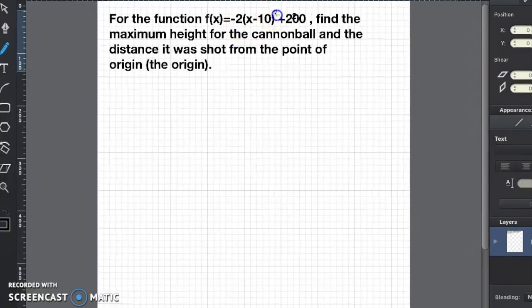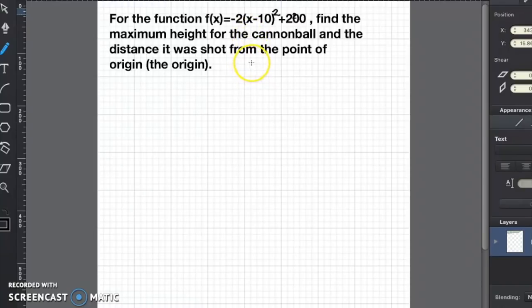Oop, my 2 disappeared. There you go. Negative quadratic. And this is a very, very common problem, right? The textbook is just filled with them. And what it is, it's a projectile problem. So they'll have some cannonball or javelin or flying fish or something being shot up into the air, thrown up into the air, and then falling back down to Earth, right?